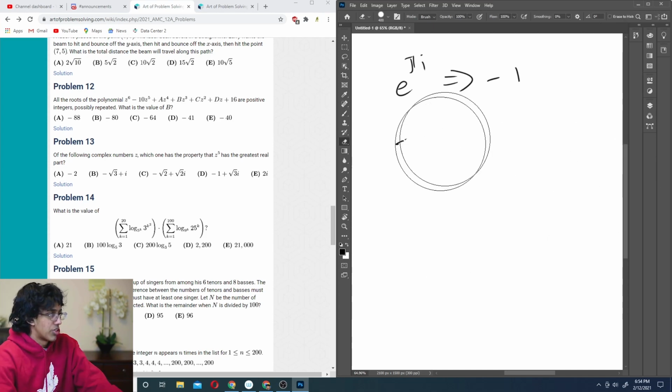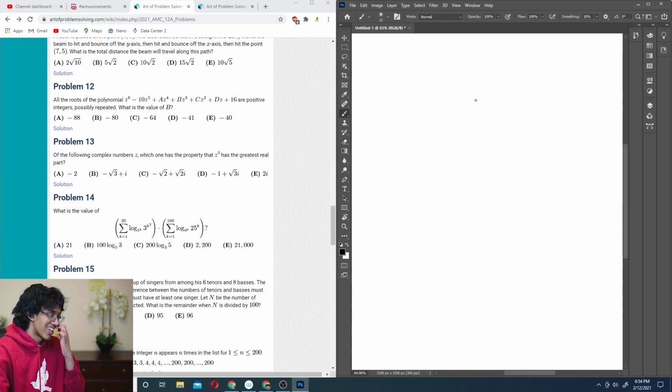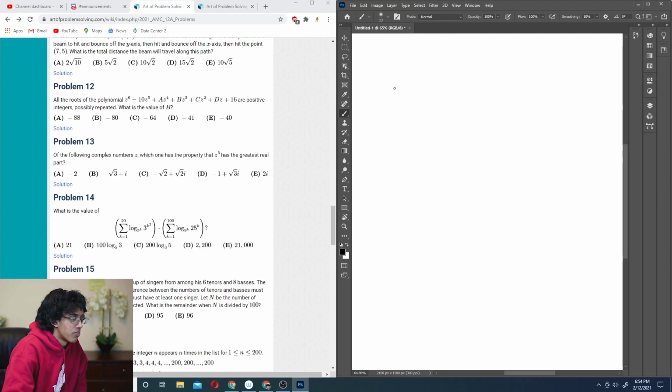Epic. Alright, the next one was pretty creative, I'm not going to lie. I like this one, actually, quite a bit. So we essentially have a sum of log base 5 to the k of 3 to the k squared. So the first step, obviously, is to take out the exponent, right?